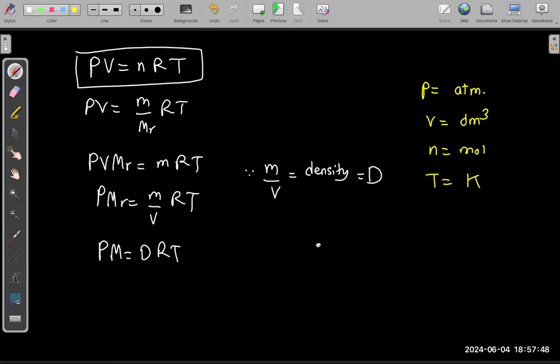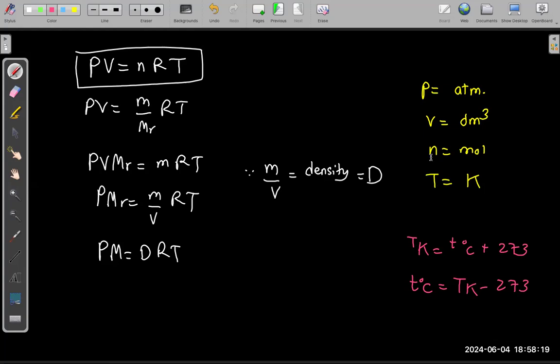Or if the temperature is not in Kelvin and you want to change it from Celsius to Kelvin or Kelvin to Celsius, you have to say that the temperature in Kelvin is equal to the temperature in Celsius plus 273. And if you want to find the temperature in Celsius, you will just do the temperature in Kelvin minus 273, then you will find it.